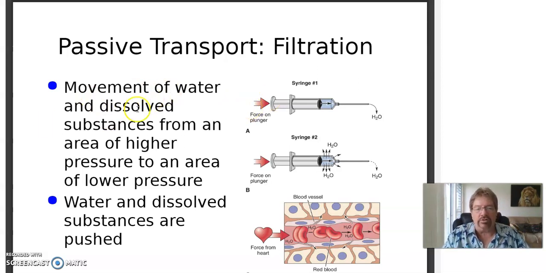Movement of water into dissolved substances from an area of high pressure to an area of low pressure. Okay, yeah. But yeah, they got to be pushed. Well, that's not passive. Some medical assistant's thumb has to be on that going.